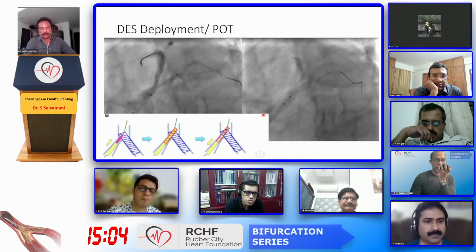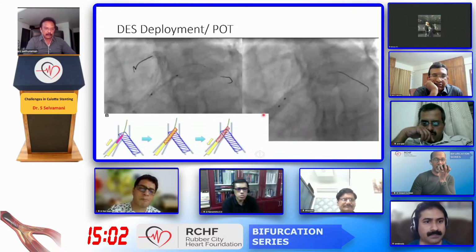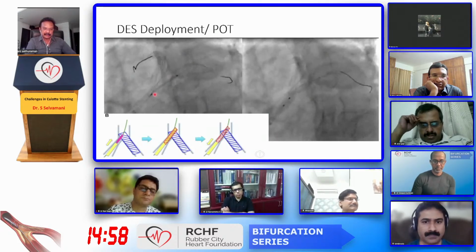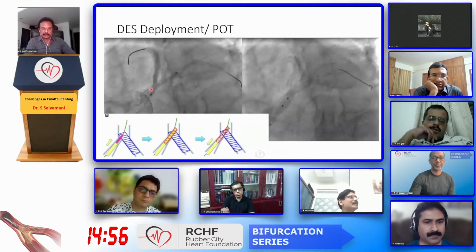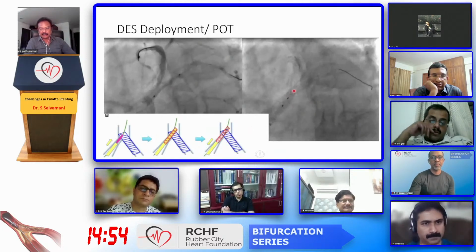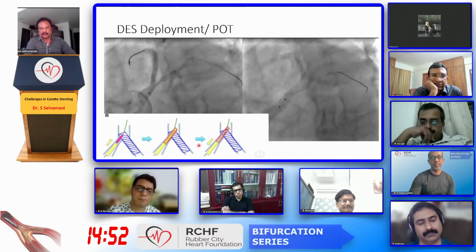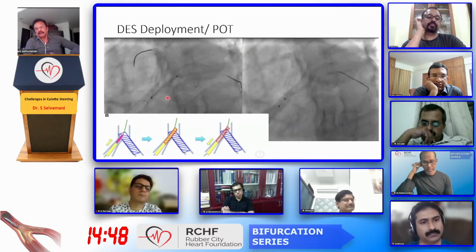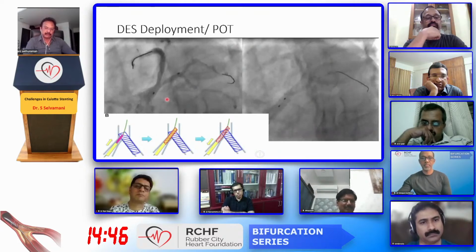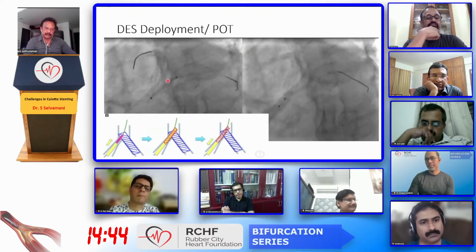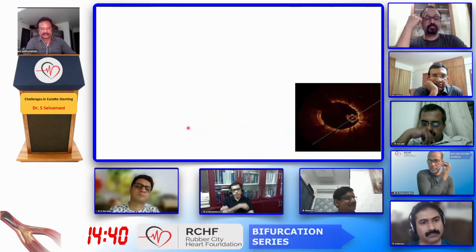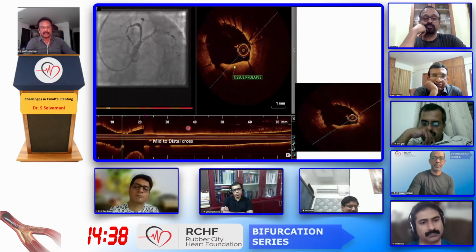It is something you can call a mini culotte or a nano culotte. There's a LAD stent which has come to the distal left main, and there is a circumflex stent which is also in the left main there, and then did it like this. And luckily, the circumflex vessel was not too small. In such a case, probably we should have done something like a crush or two. But here, I could manage an adequate size stent there and deployed it.